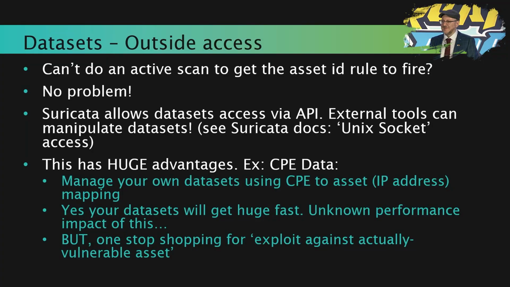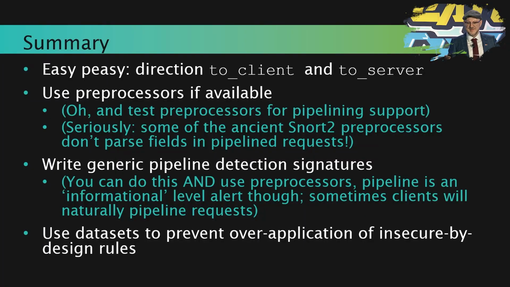So one last thing about data sets: I was doing this with a rule to add the device to the data set. If you can't actively scan your network to get that first rule to fire, you can do outside dataset access using a Unix socket with Suricata, which means that you can connect to your Suricata engine while it's running and tell it, hey, this device belongs to this dataset, and make your alerts actually alert when you want to. So in summary, there were three main things.